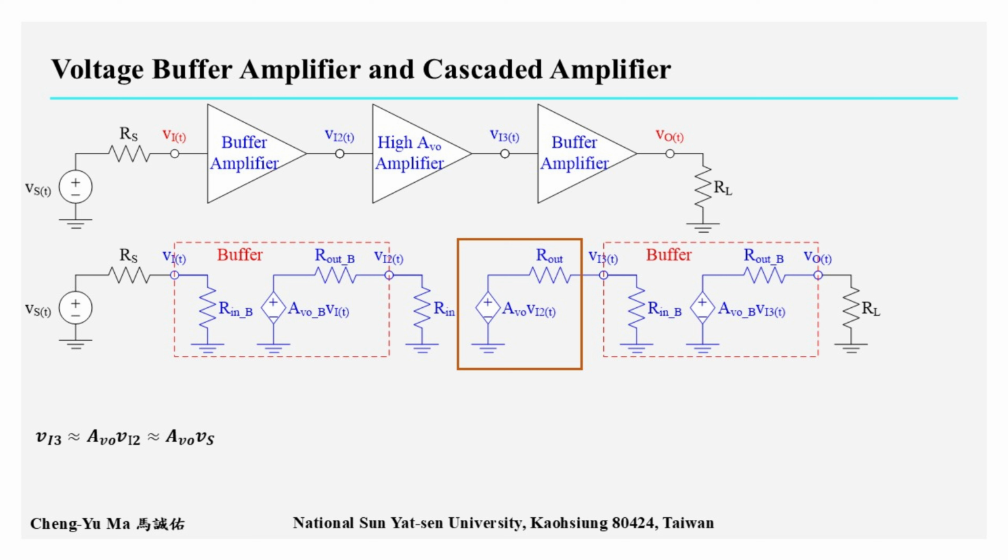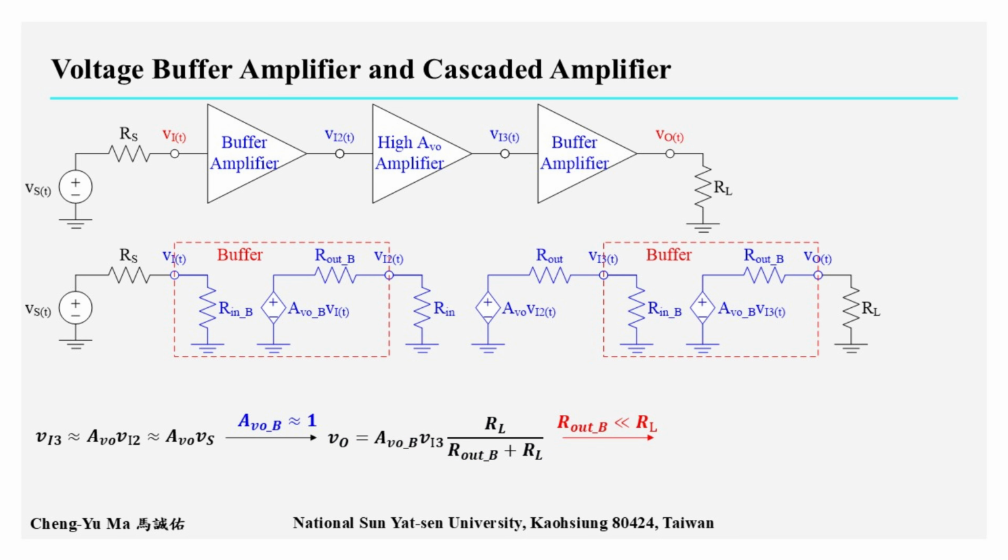After obtaining VI3, the signal is amplified by the third stage voltage buffer amplifier and then passes through the voltage divider effect between its output resistance and the load resistance. We can obtain the final output voltage signal delivered to the load. VO equals AVOB times VI3 multiplied by RL divided by the sum of R out B and RL.